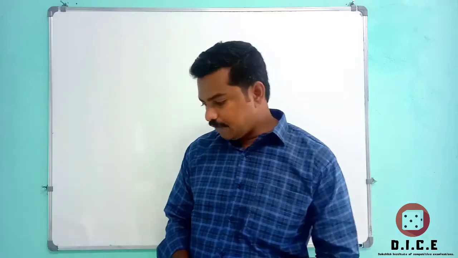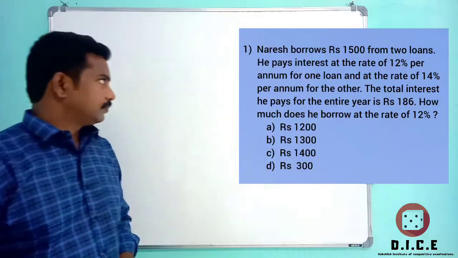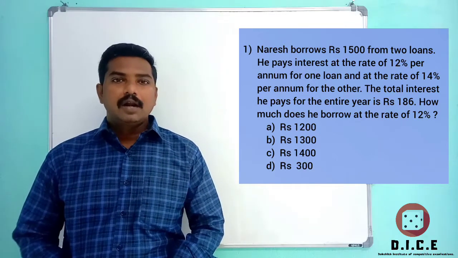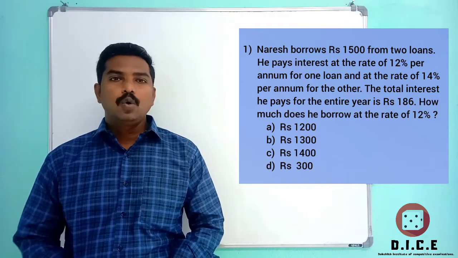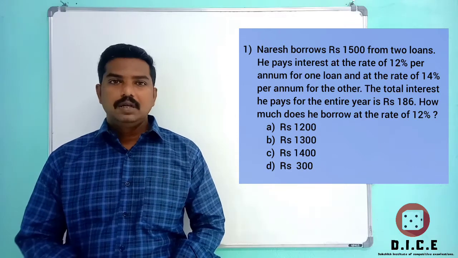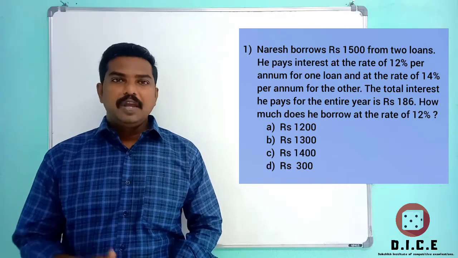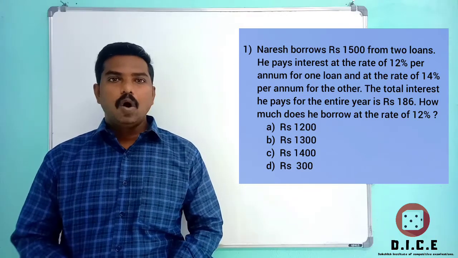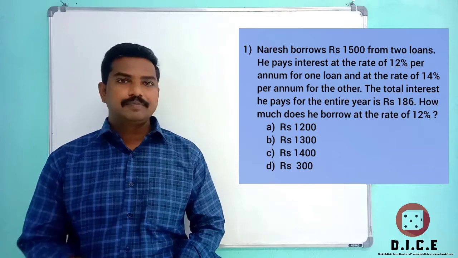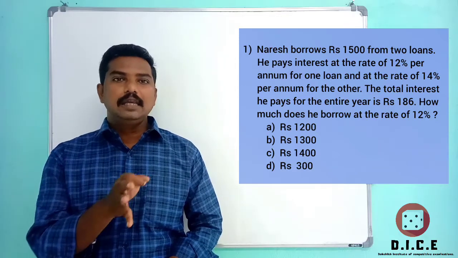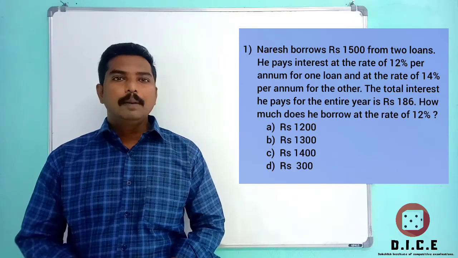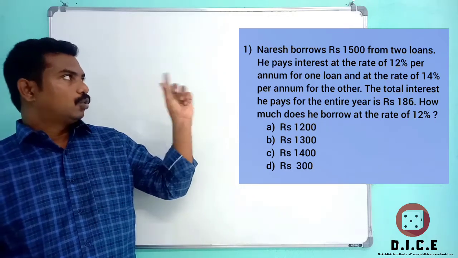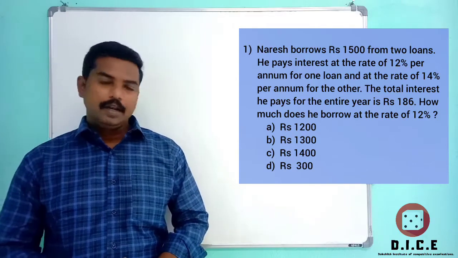If you see the very first question in today's class, very clearly: Naresh borrowed 1500 rupees from 2 loans. On one loan he is paying 12%, and on the other loan he is paying 14% simple interest. For the entire year he got 186 rupees simple interest. So how much did he borrow at 12%? That was the question. If you go through the question clearly, that is the real meaning of the question.